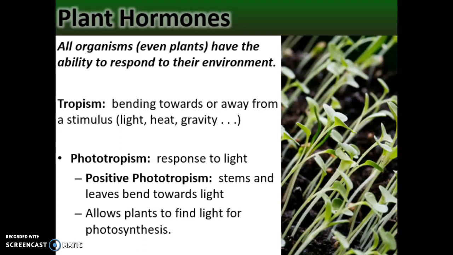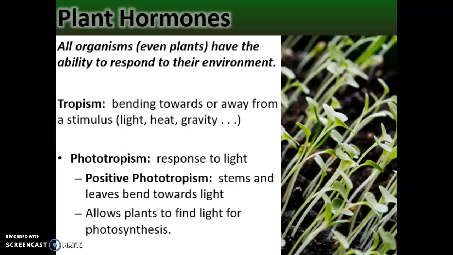Alright? So when they respond, they do it much slower and over a long period of time and in a way that's way too subtle for us to catch. One of the biggest ways that plants respond to their environment is something called tropism. Tropisms just means that the plant's simply bending towards or away from some type of stimulus. That stimulus could be light, it could be heat, it could be gravity, it could be a touch, it could be anything.